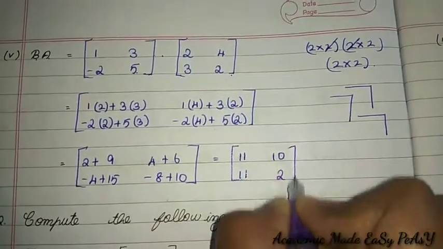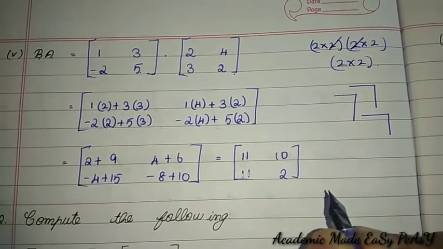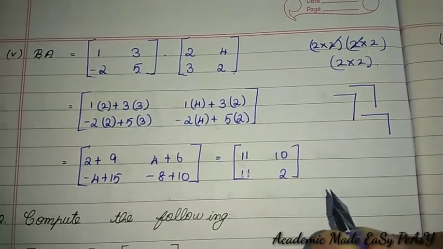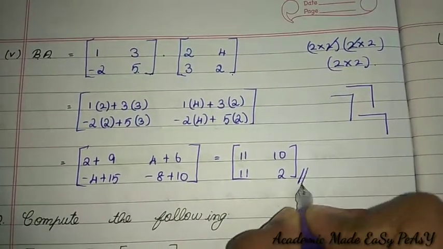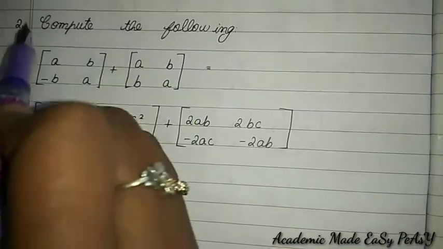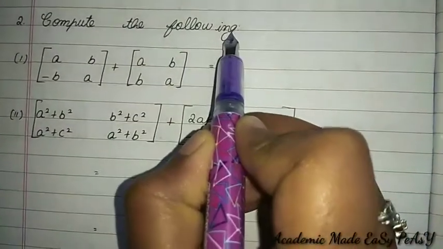So this is my matrix for B into A. So that's it. Question 2. Compute the following.